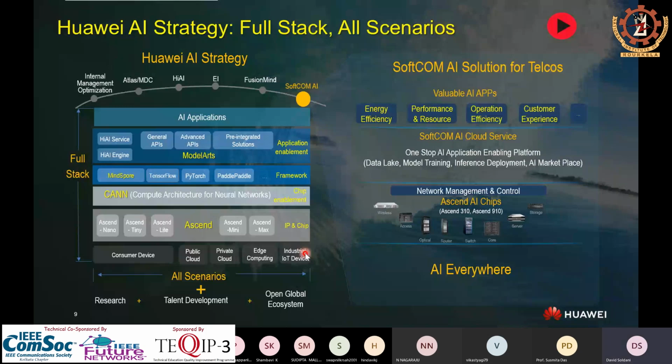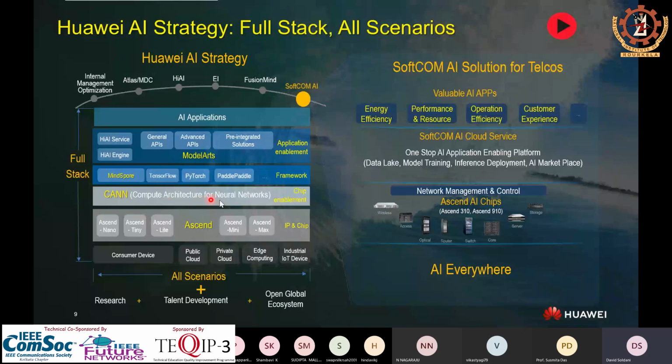chipset, Ascend. I will show you what I mean later. By redesigning the architecture of the processor using the Da Vinci architecture, which is a three-dimensional way of computing. On top of it, we have the chip enablement platform realized by the compute architecture for neural networks, which supports practically any framework.